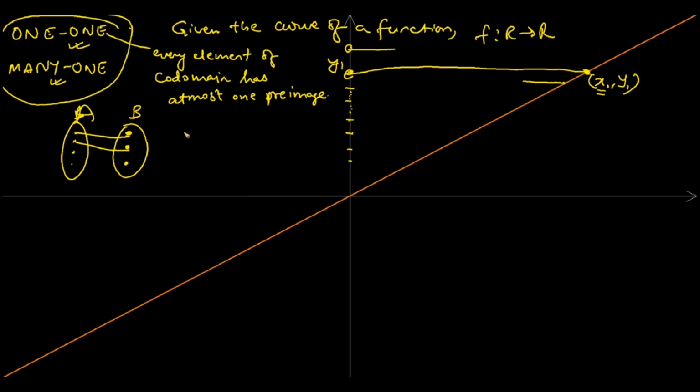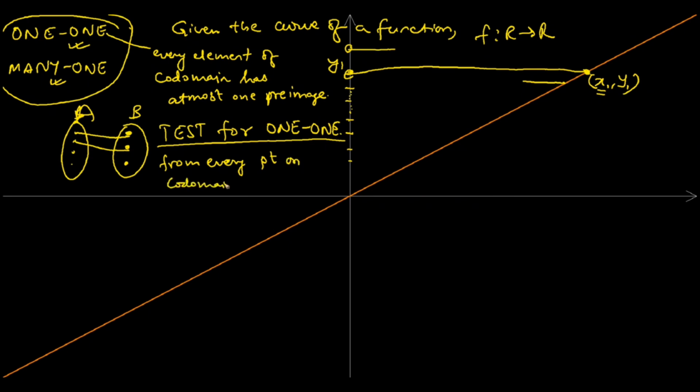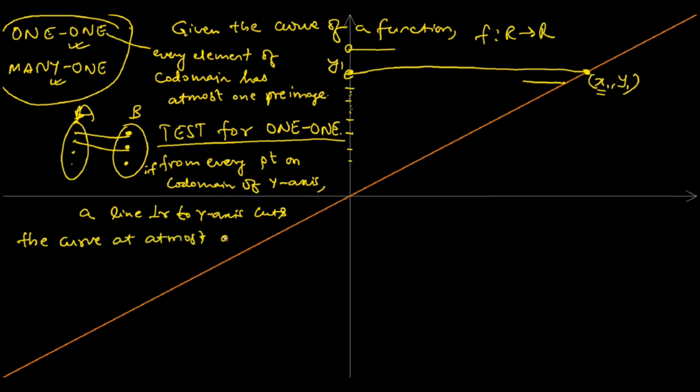So the test for one-one: from every point on the codomain of the y-axis, a line perpendicular to the y-axis, or you may say parallel to the x-axis, cuts the curve at most one point, then this is one-one.